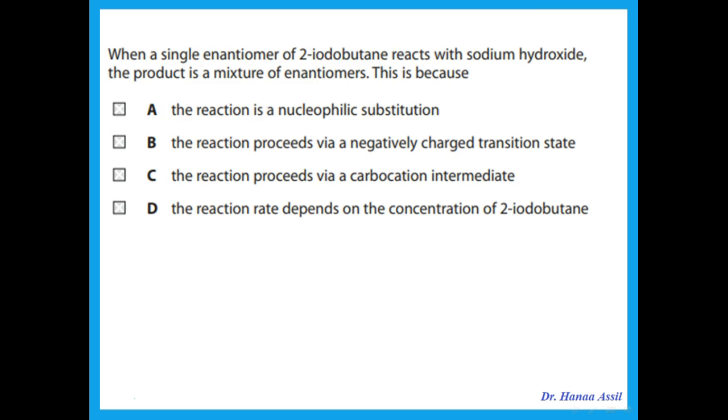When a single enantiomer of 2-iodobutane reacts with sodium hydroxide, the product is a mixture of enantiomers. So if I have iodobutane, and we're attacking it with hydroxide, that means we're doing nucleophilic substitution. So this is what kind of alkyl halide? This is a secondary, right? So the secondary, he says, produces a mixture of enantiomers. That means that the reaction proceeds via a carbocation intermediate. Remember that the secondary can do SN1 and it can do SN2.